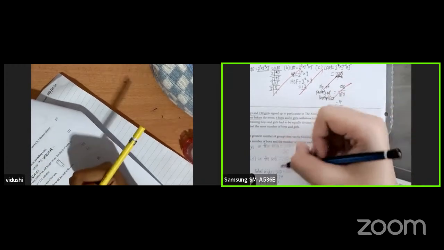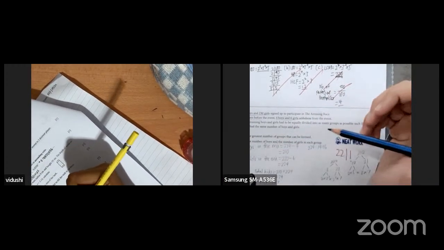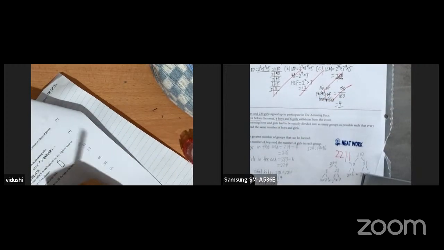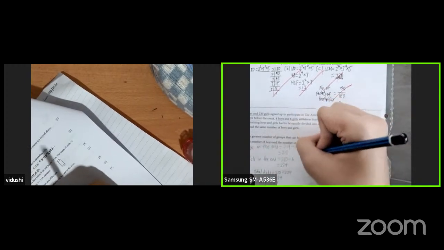Oh, yeah. And then the 210 is the boys. So you do the same thing, 210 divided by 14, and you expect this to be doable also, right? Because highest common factor, right? It'll be 15, right?